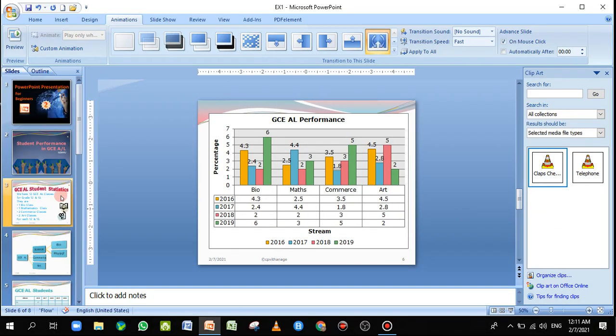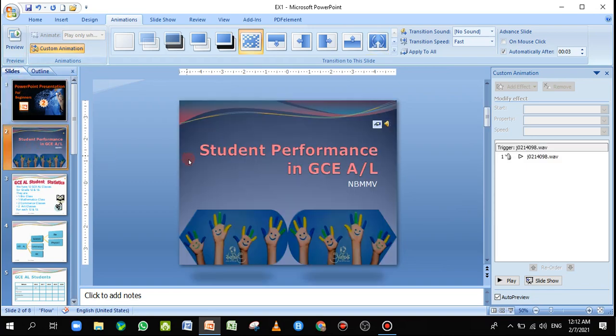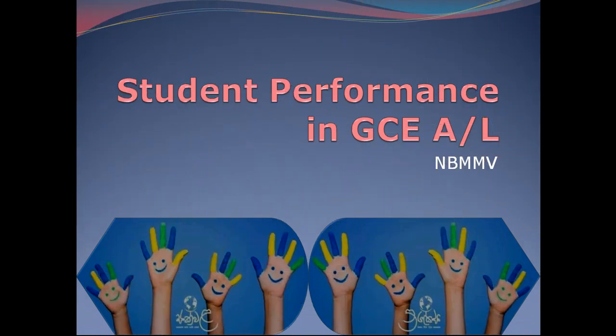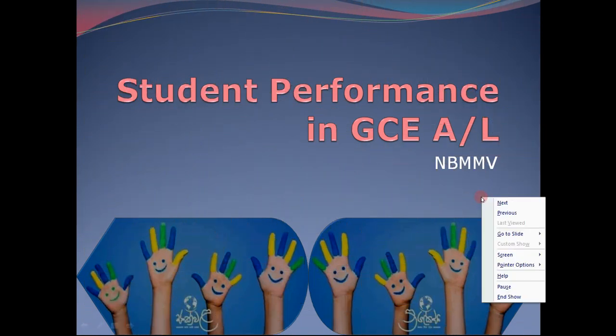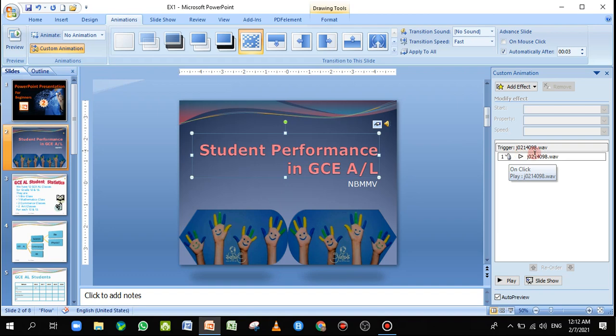Okay, now I'm going to the next one, the custom animation. It's a little bit, not difficult actually. You have to be careful with this. Overdone is not good. Now here I'm coming to this slide. It says student performance in GCE A-level. You saw that when the slide comes, it comes, it's there. But I just want the slide to come first, and then with that the student performance should come. Now here you can see the mouse click sound is also there.